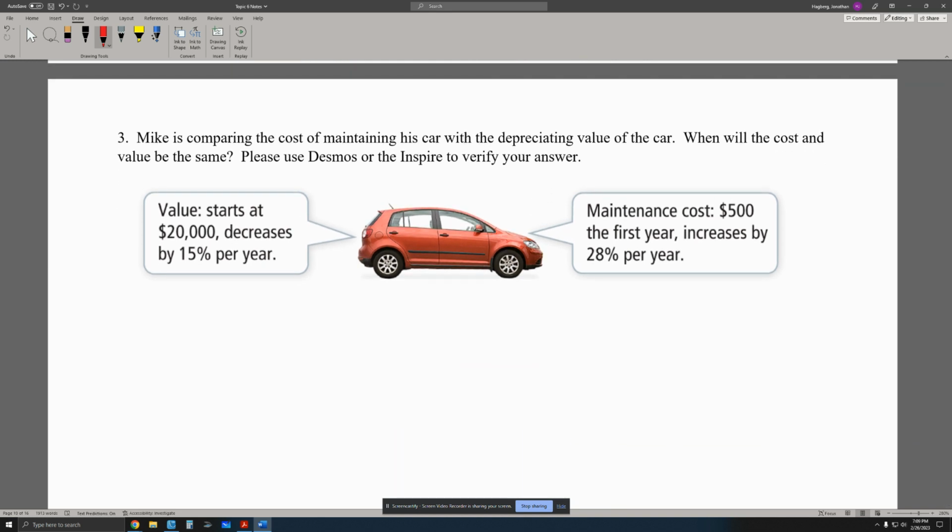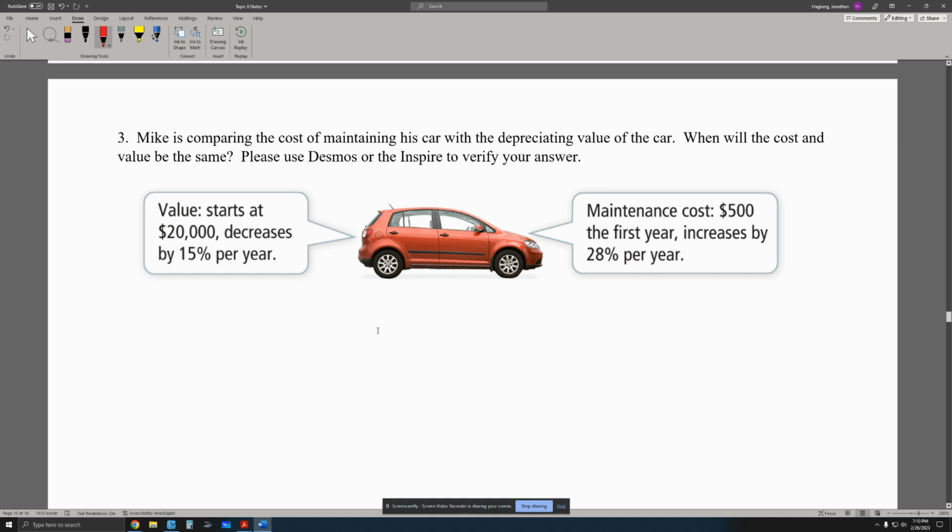Here we have Mike is comparing the cost of maintaining his car with the depreciating value of the car. When will the cost and the value be the same? Please use Desmos or the Inspire to verify your answer. Okay, so we get that the value starts at $20,000 and decreases by 15% each year. The maintenance cost is $500 for the first year and then increases by 28% per year.